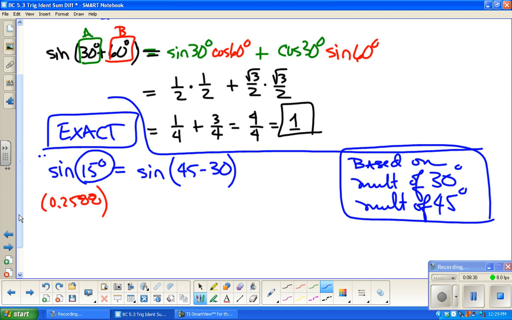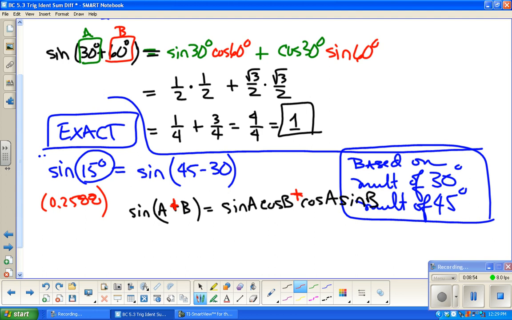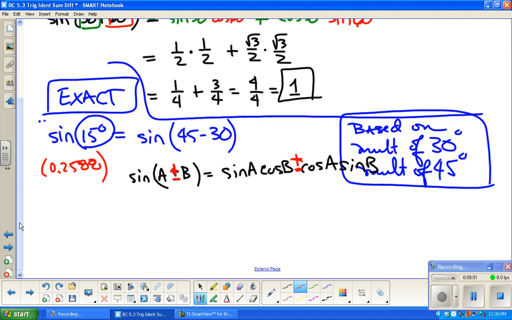All right, so let me write the rule again. It says sine of A plus B equals sine, cosine, cosine, sine, and it's AB, AB. If this is plus, then this is plus, and if this is minus, this is minus. Sine follows the same sign, but there are different functions together. It's sine, cosine, cosine, sine. Okay, so here we go.